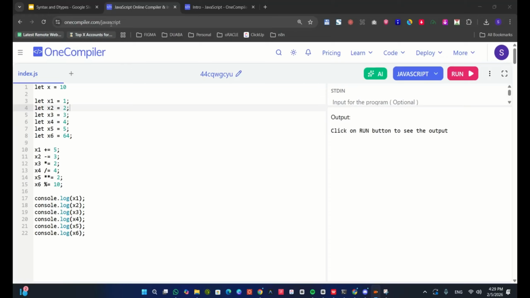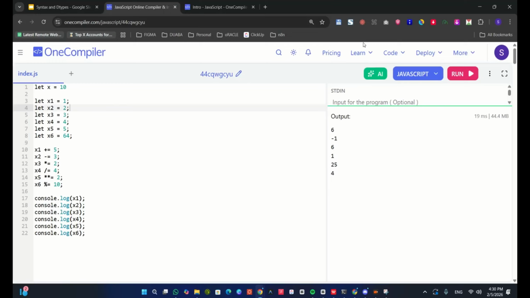Now let's look at the compound assignment operators. So on line 10, we have x1 += 5. This is the same as writing x1 = x1 + 5. We do the same thing for subtraction, multiplication, division, exponentiation, and modulus. And then we are going to print and display the results in our terminal.